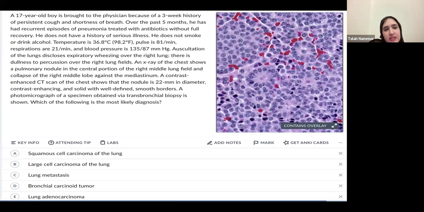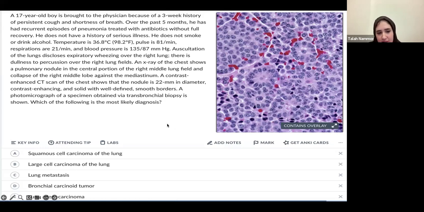A 17-year-old boy is brought to the physician because of a 3-week history of persistent cough and shortness of breath. Over the past 5 months, he has had recurrent episodes of pneumonia treated with antibiotics without full recovery. He does not have a history of serious illness. He does not smoke or drink alcohol. His temperature is 36.8, normal, pulse is fine, respiration is fine, but his blood pressure is increased. There's a dullness to percussion over the right lung field. An X-ray showed a pulmonary nodule. And a contrast enhanced CT scan of the chest shows the nodule is 22 millimeters in diameter, contrast enhancing, not important. And then they saw this thing.